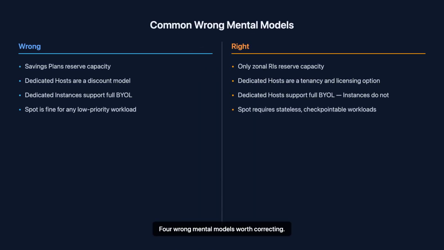4 wrong mental models worth correcting. People assume savings plans reserve capacity. They don't. Only zonal reserved instances do. People assume dedicated hosts are a discount model. They aren't. They're a tenancy and licensing option that often costs more, not less. People assume dedicated instances support full bring your own license. They don't. Only dedicated hosts do. And people assume Spot is fine for any low priority workload. It isn't. The workload has to be stateless and checkpointable, not just low priority. Get those 4 right and the rest of the pricing model decisions fall into place.